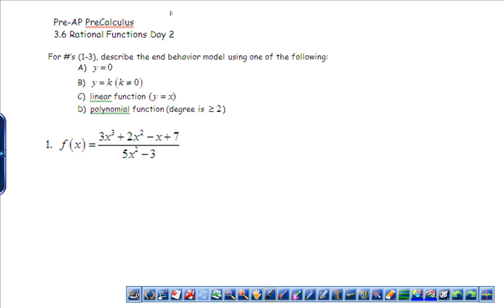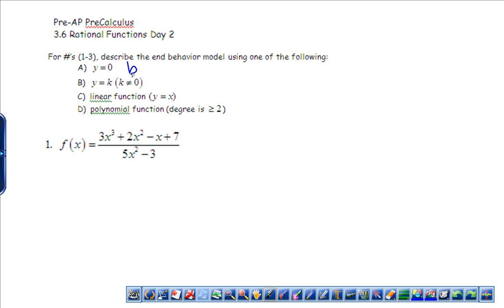Okay, this is 3.6 Rational Functions, Day 2. And we're just going to get into a little bit more graphing, a little bit more in depth. It says for numbers 1 through 3, describe the end behavior modeling using one of the following. Okay, so some end behavior that we have talked about is A says y equals 0.